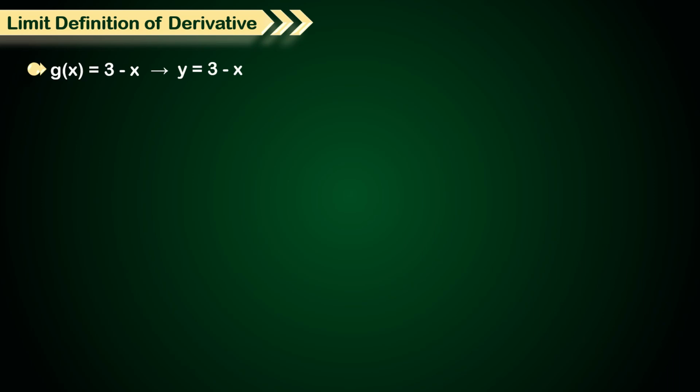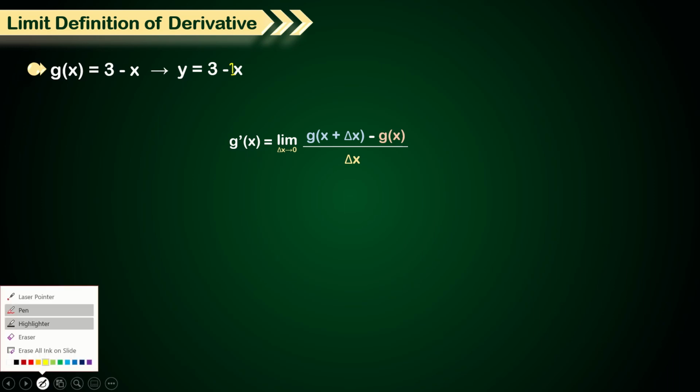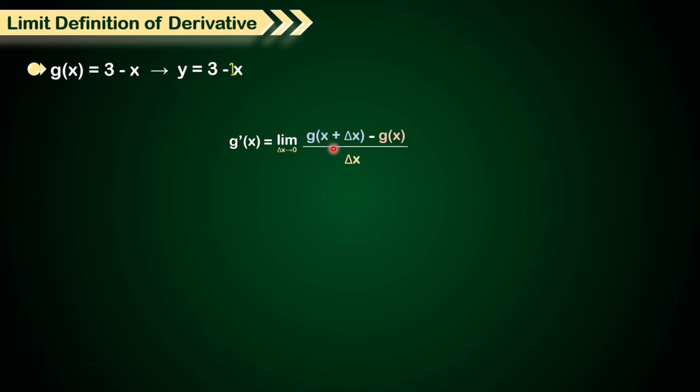Thus, the slope of the function is negative 1. The derivative of g of x is equal to the limit of g of x plus delta x minus g of x, all over delta x, as delta x approaches 0. Like what we did in the previous example, find g of x and g of x plus delta x separately.